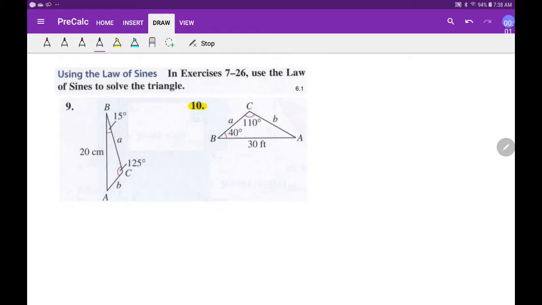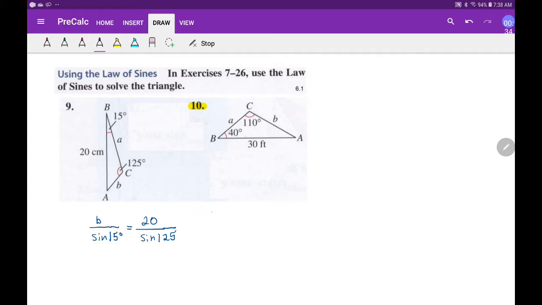So the law of sines. I hope you remember to have your calculator on degrees instead of radians. We're going to say B, well, I could go for the whole thing, but I don't know anything about A yet. So I'll say B over the sine of B, which is 15, is equal to C, where's C? C is 20, over the sine of 125. All right, and then I can solve for B.